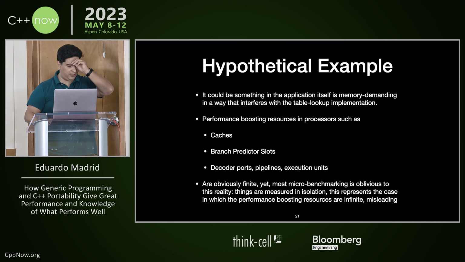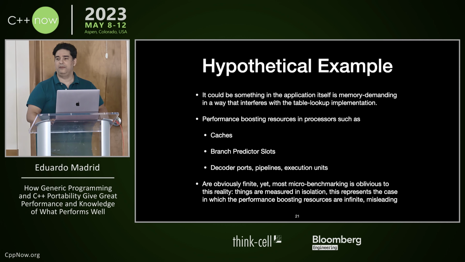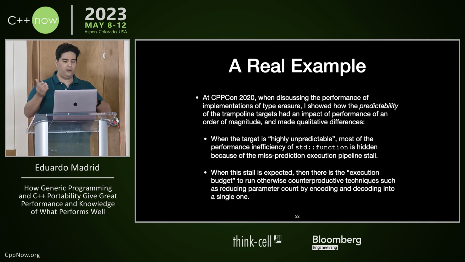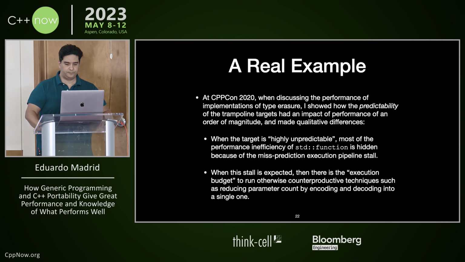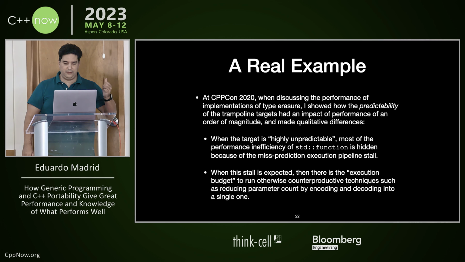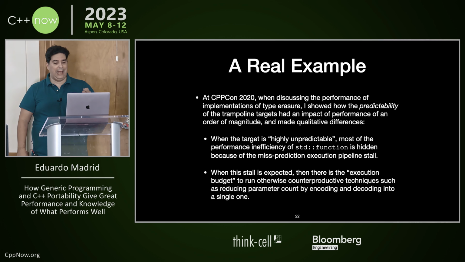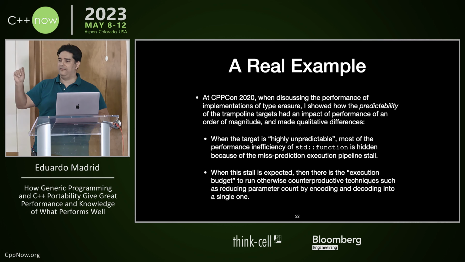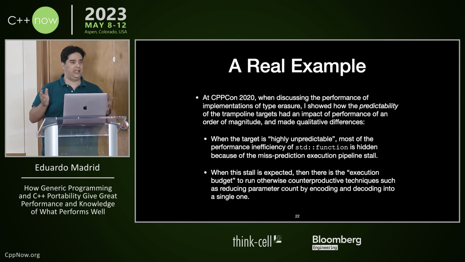And if you have the interest, we can go back to misleading benchmark results that I have presented in public before, so that you can go back to the presentation and see more how I explain them in the context. At CppCon 2020, when discussing the performance of implementations of type erasure, I showed you guys how the predictability of the trampoline target has a massive effect on the performance of about an order of magnitude, 10 times, 20 times perhaps.